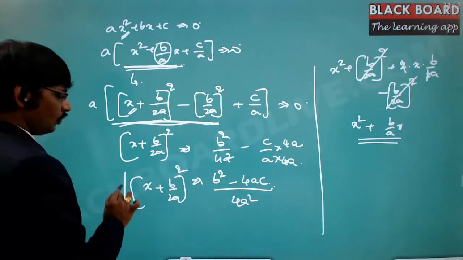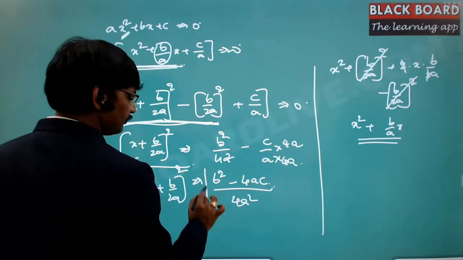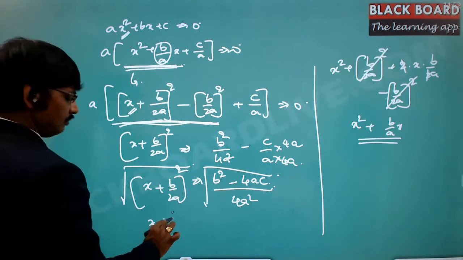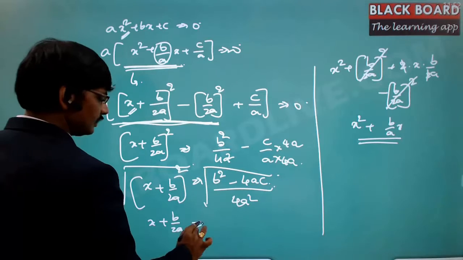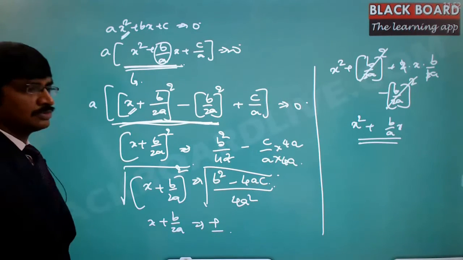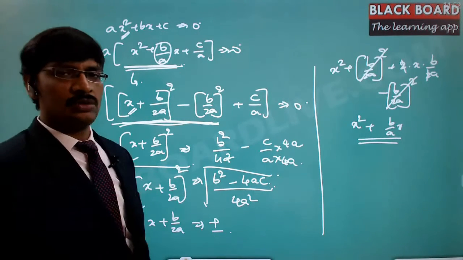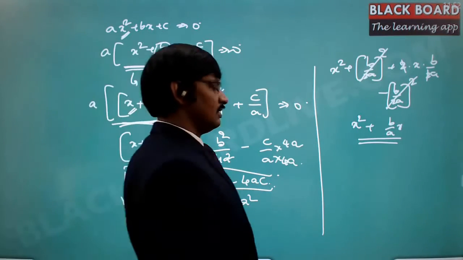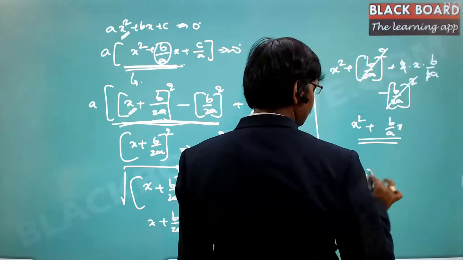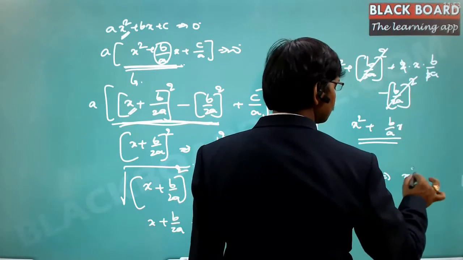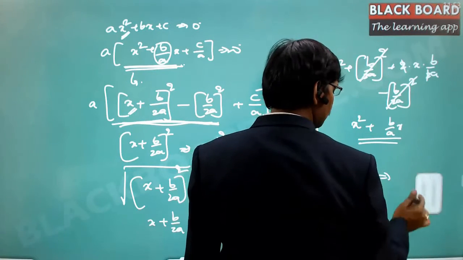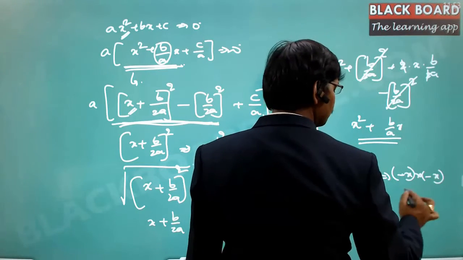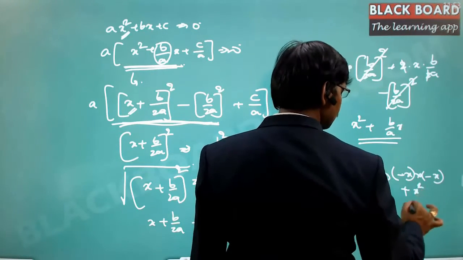Now, if I take a root on either side, this is going to be of the format x plus b by 2a is equal to plus or minus. Because we are talking about the square root, we need to consider the plus or minus. Why it is plus or minus is, suppose I take minus x whole square, this is going to be x square, because this is nothing but minus x into minus x. So minus into minus will be plus, and x into x is x square.